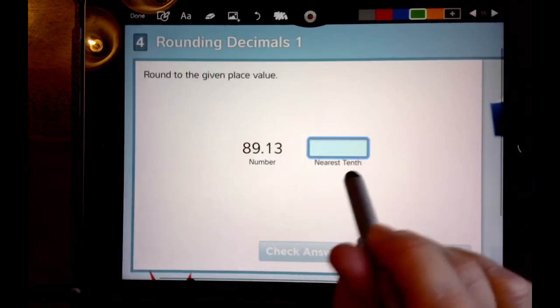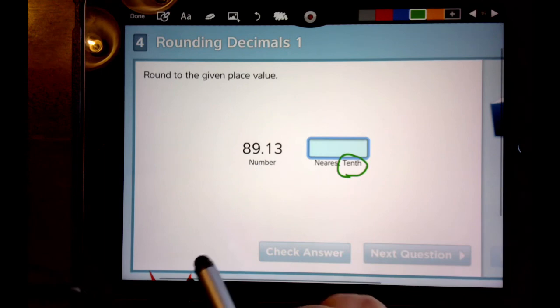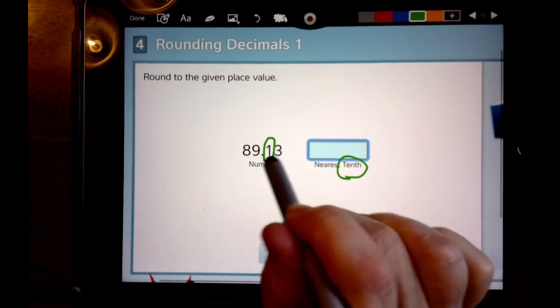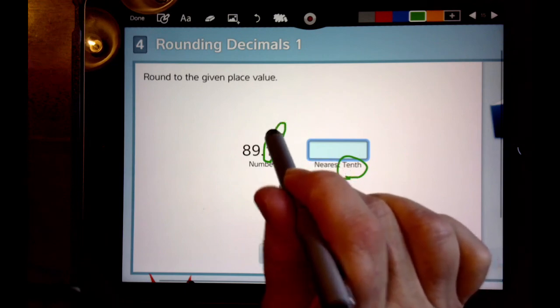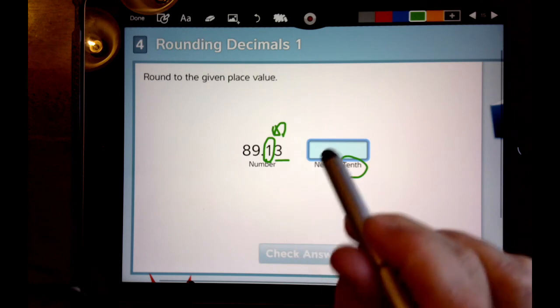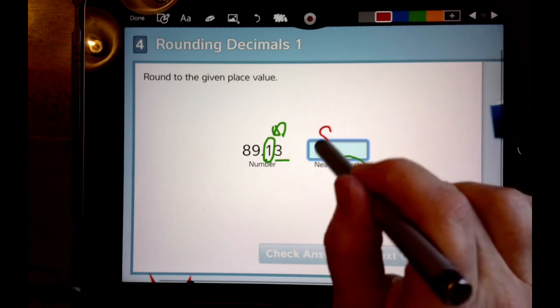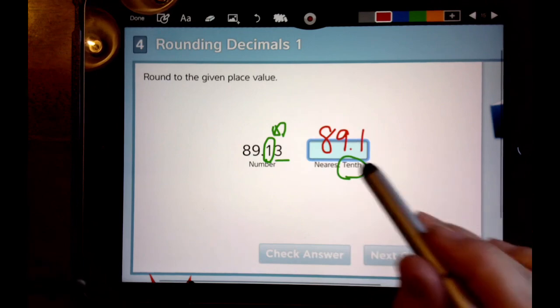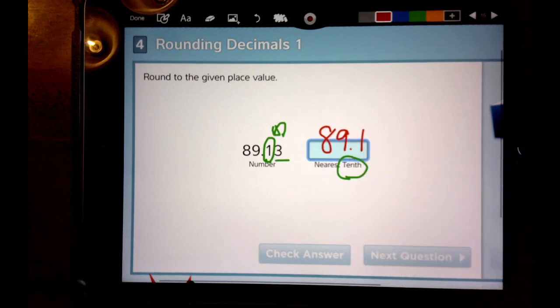And our last one, we're rounding it to the nearest tenth. So decide what digit's in your tenths place. The 1 is in the tenths place. I underline the digit to the right. So I see it's a 3, so that 1 is going to remain the same. So now I will write 89.1 or 89 and 1/10. And again, I don't add the 0. So hope this helps.